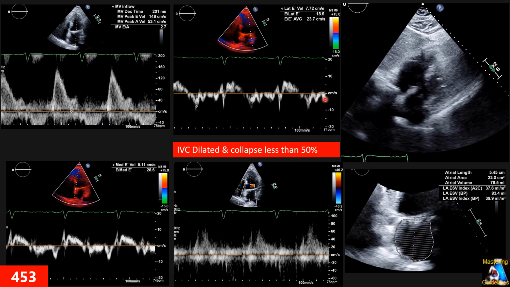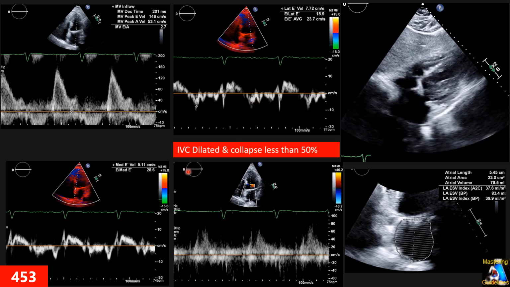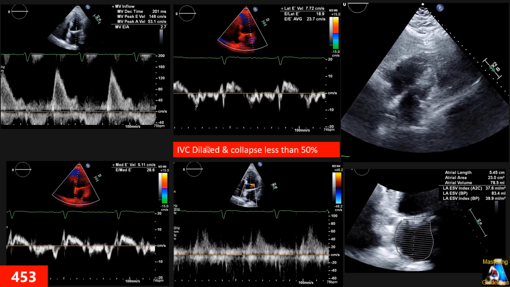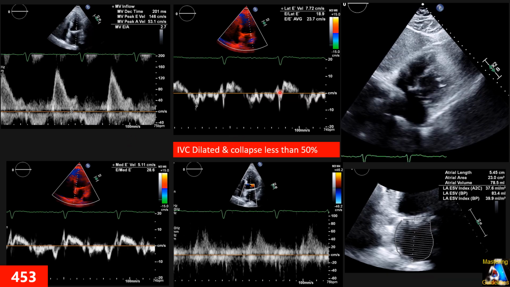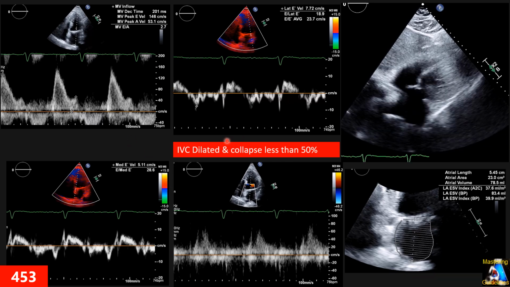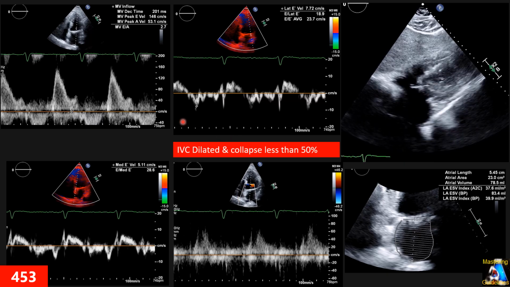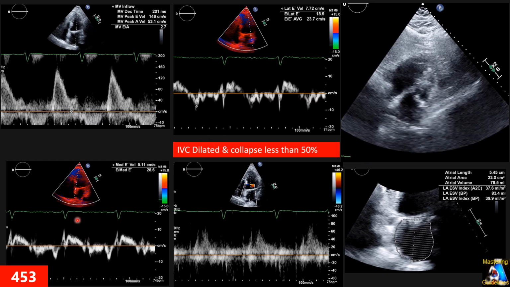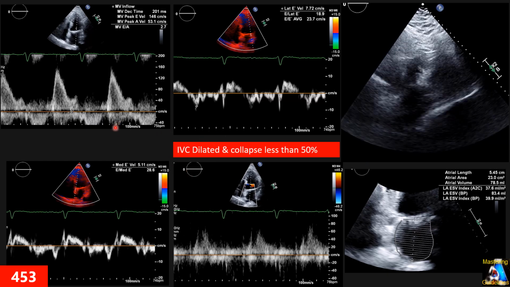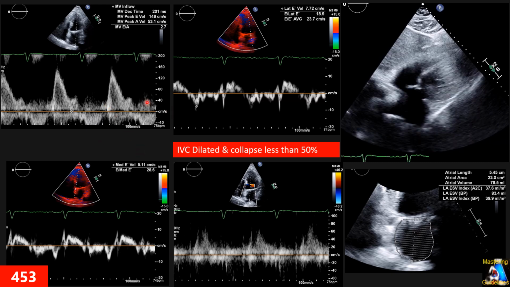Now, based on all these findings, can you explain the wall motion abnormality or not? Second, what type of diastolic dysfunction do we have here? And last one, how can you prove your diastolic dysfunction? Now, I'm sure most of you have answers for those questions. Let's go to the explanation.